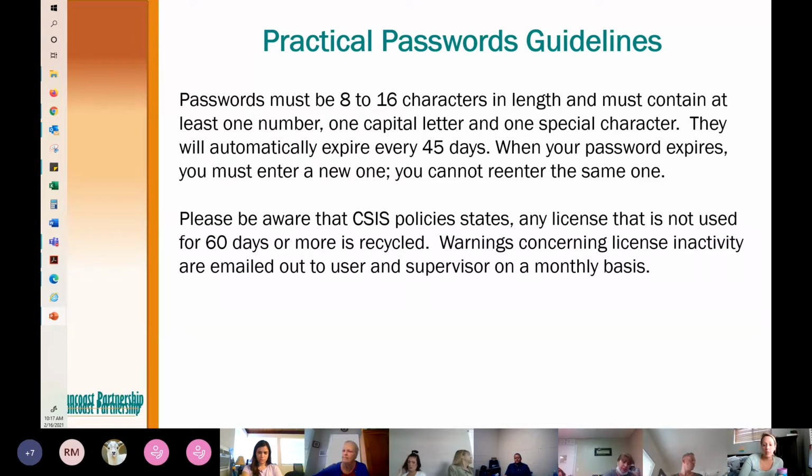Also be aware that CSIS policy states any license that is not used for 60 days or more is recycled. Warnings concerning license and activity are emailed out to user and supervisor on a monthly basis.